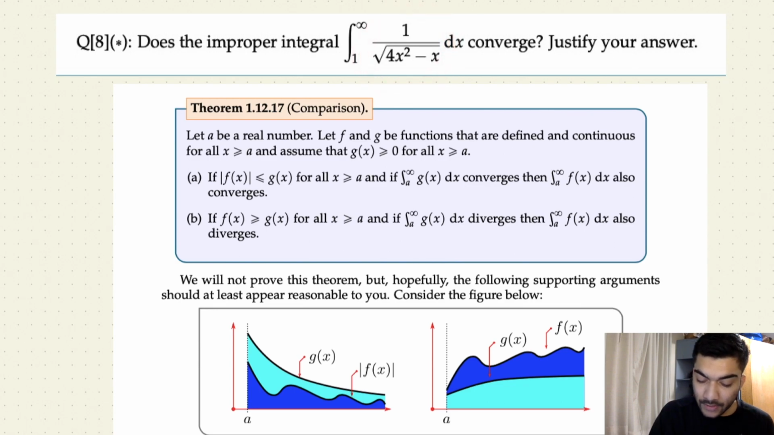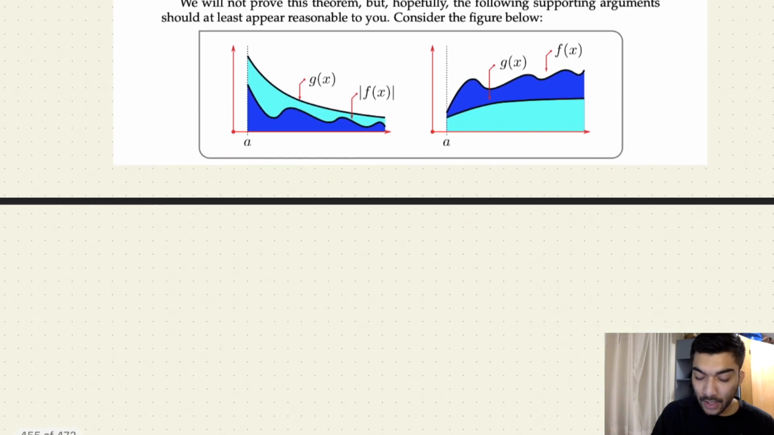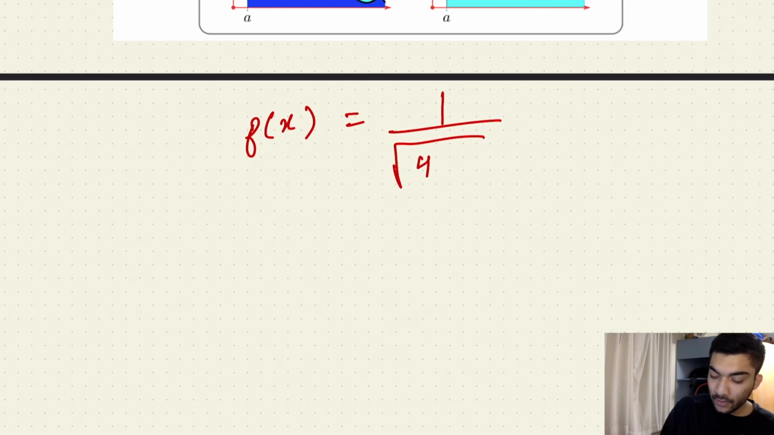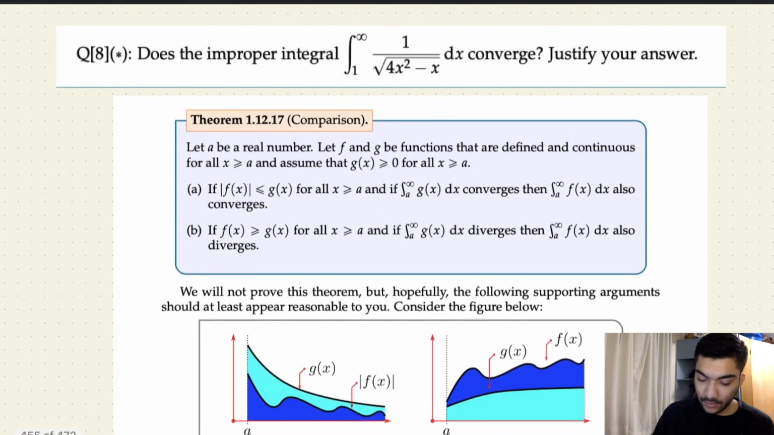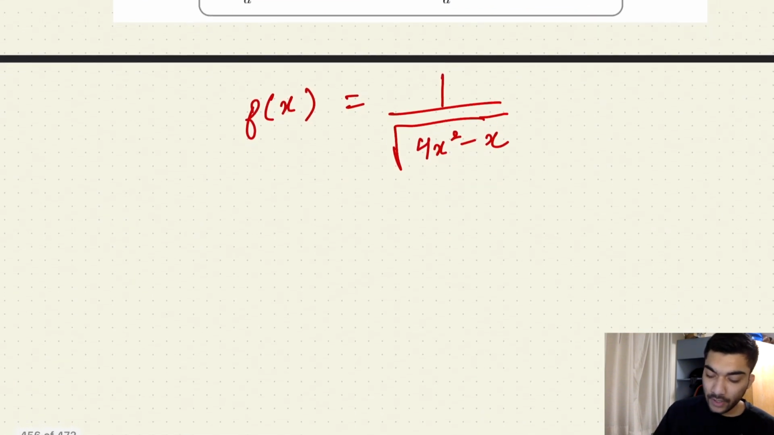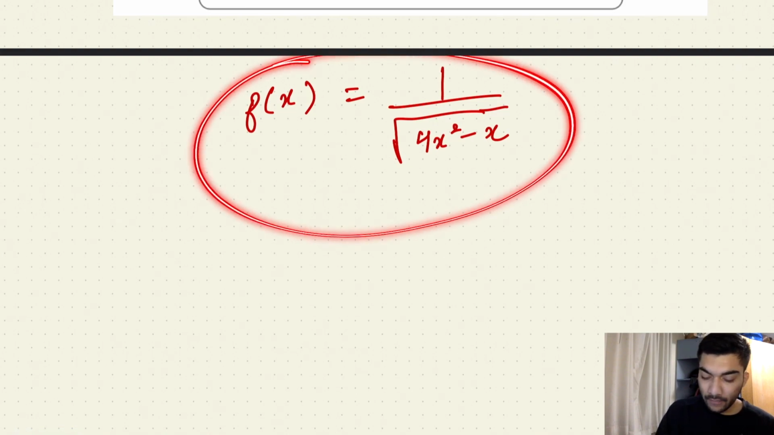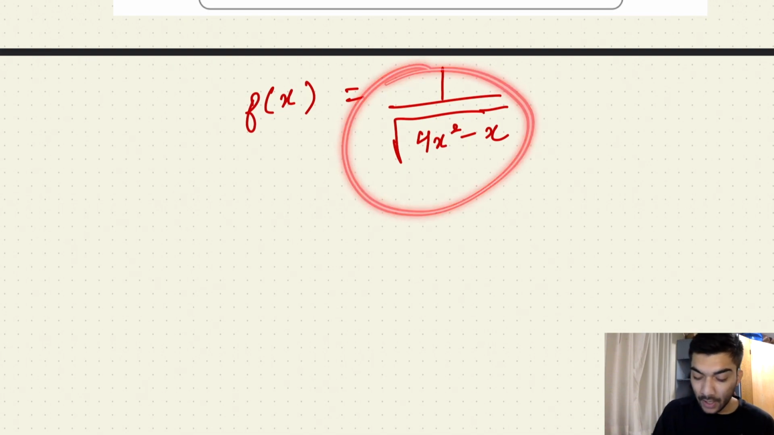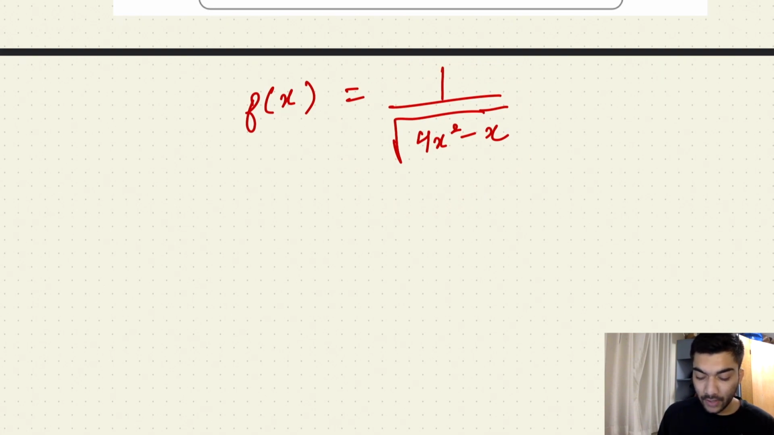So now you can clearly see that we have to come up with our g of x function for the comparison test, and you know that our f of x function is basically 1 over root of 4x square minus x, which you can clearly see over here as well, right? So this is your f of x function, and now you have to come up with a second function for which it is easier to calculate the integral as compared to this function over here, right?